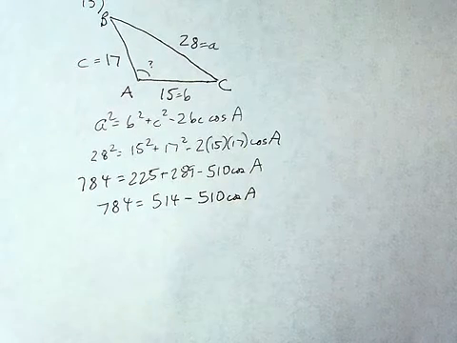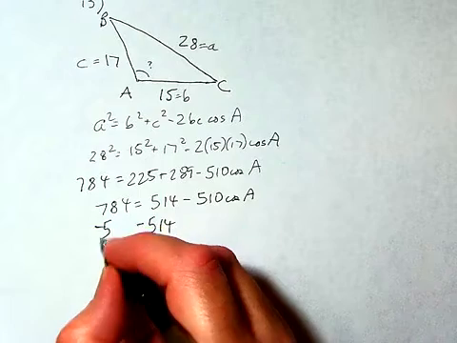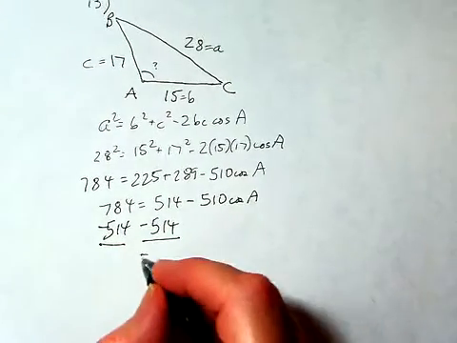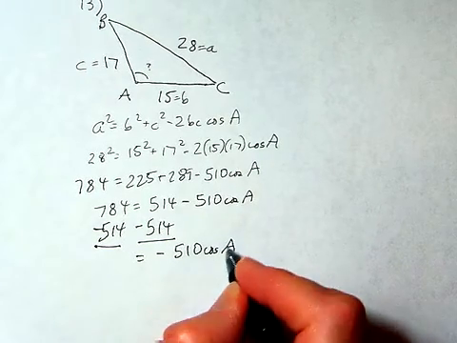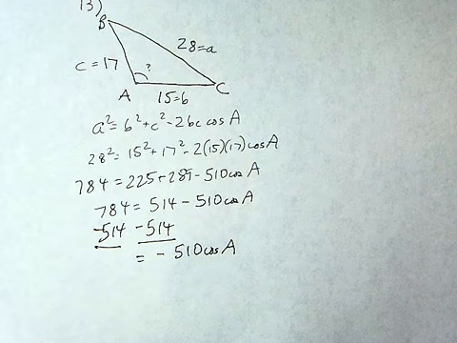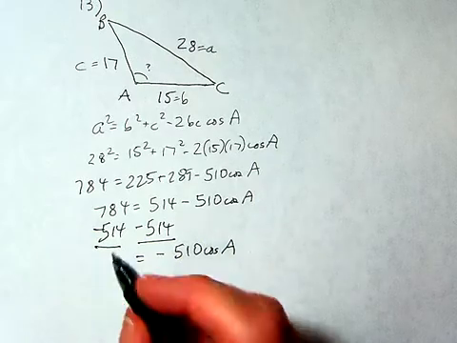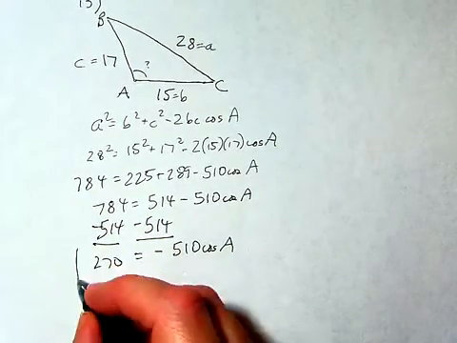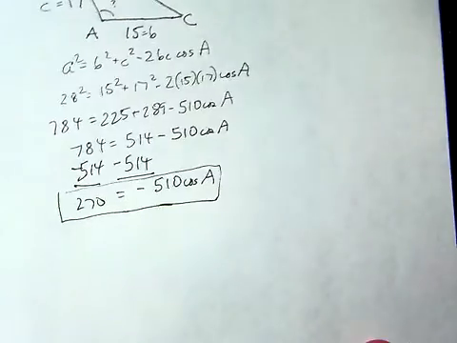And now I'm going to subtract 514 from both sides. And that's going to give me negative 510 cosine A on the right. And I'm going to get, well, what is 784 minus 514? That is 270, equals 270. So this is my formula up to now. Okay, and let me solve it.